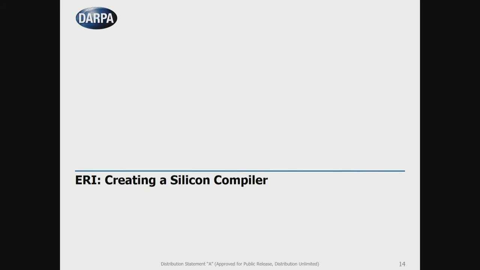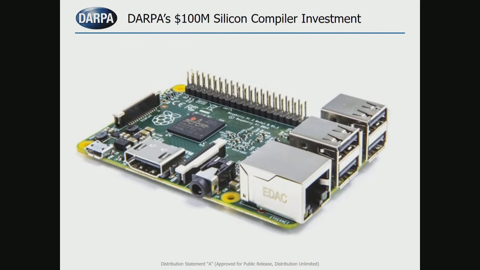So I think it should be pretty clear that if we had a silicon compiler that was zero cost for implementation, if we had the code, that might change the space and what we can do. So we're investing $100 million. This is a program that kicked off in June of this year.